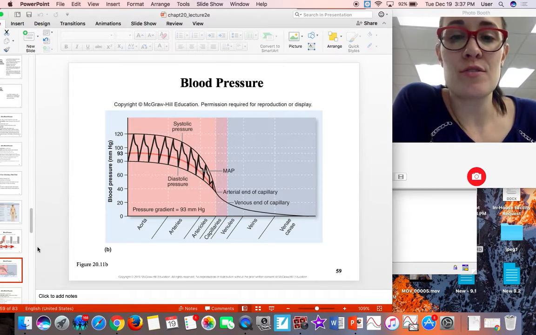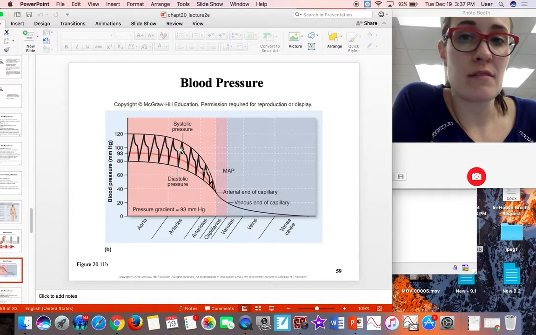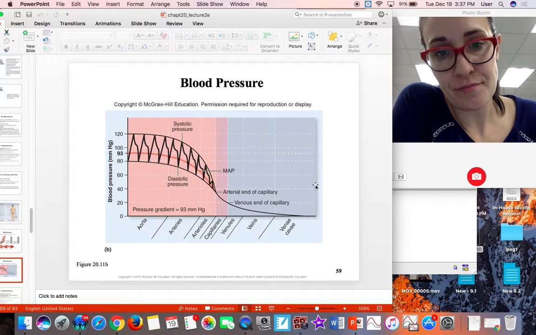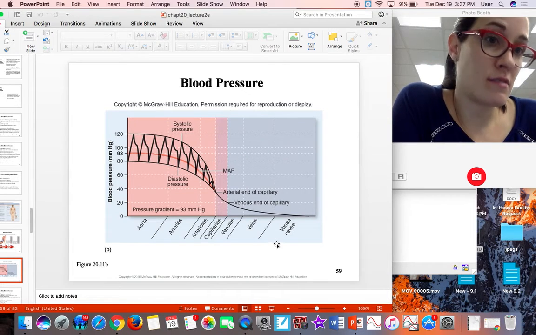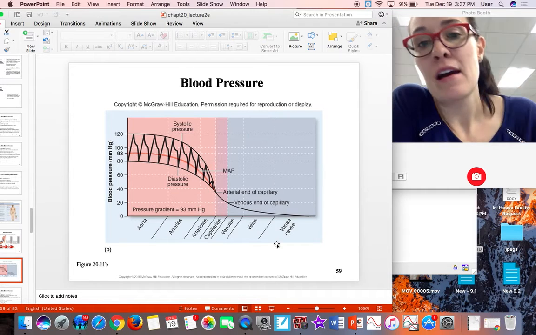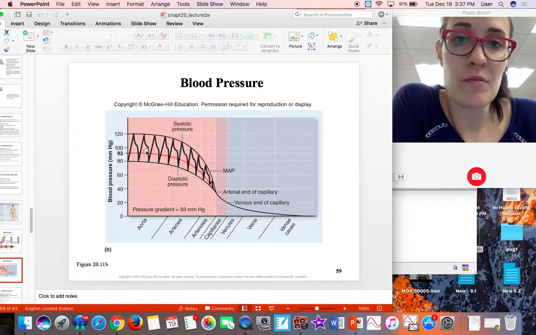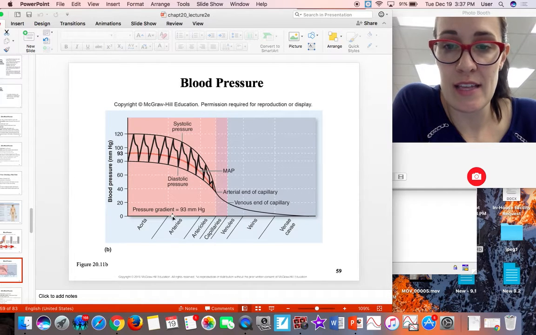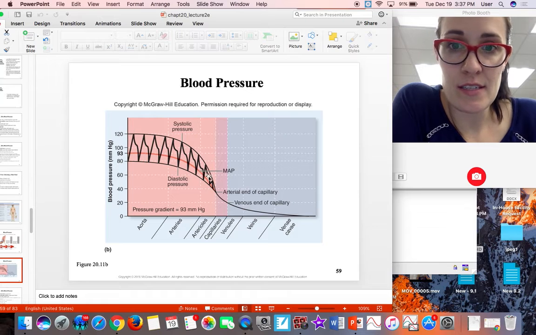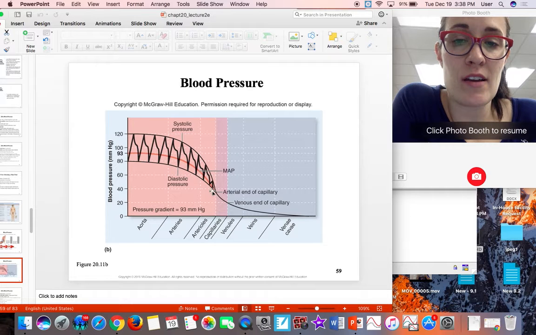This graph shows the difference between the blood pressure in the large arteries, smaller arteries, capillaries, and then veins. In the vena cava, there's pretty much no blood pressure. We also see a line here called the mean arterial pressure. We'll get to that number. So here's the systolic and there's the diastolic. Average for systolic is 120. Average for diastolic is 80.